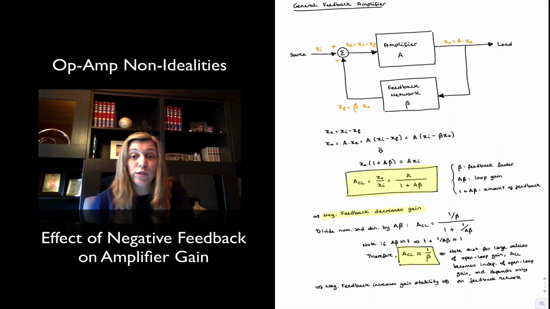And next, we're going to take a look at how the different types of negative feedback affect the input resistance and the output resistance of amplifiers.